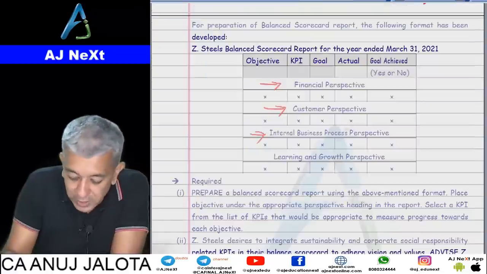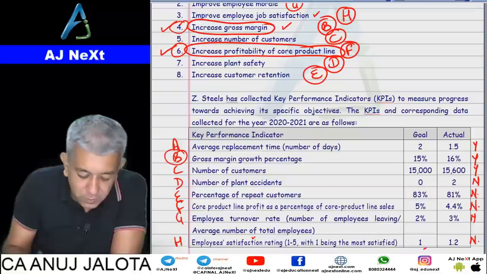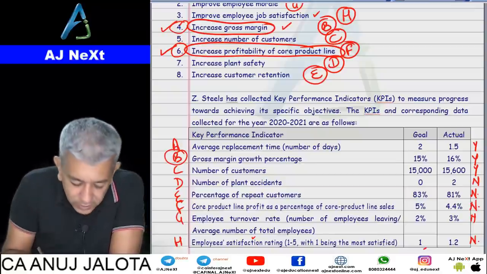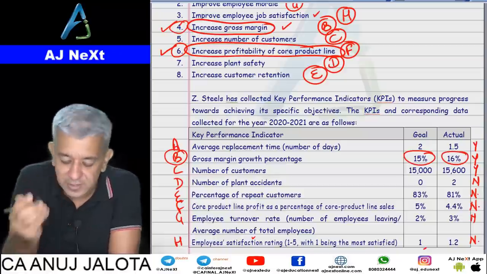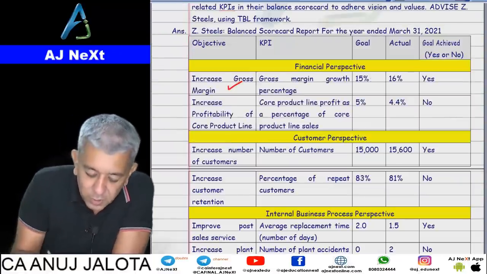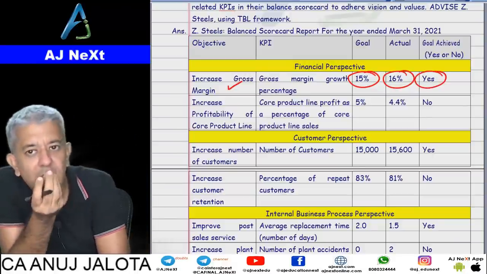ठीक है, उसका केपीआई जो है वो यहाँ से आ जाएगा, तो 4 का जो है वो बी है, ग्रॉस मार्जिन ग्रोथ परसेंटेज, वो ही उधर लिखा हुआ है. उसके बाद ये लिखा हुआ है, ये लिखा हुआ है. ओके, और आगे ये लिखा हुआ है सेटिस्फाइड है कि नहीं है, तो आप लोग यहाँ पे वो देख सकते हो. 15% था, 16%, यस इट इज. ठीक है, तो अभी आप लोग एक मिनट बस लेना.